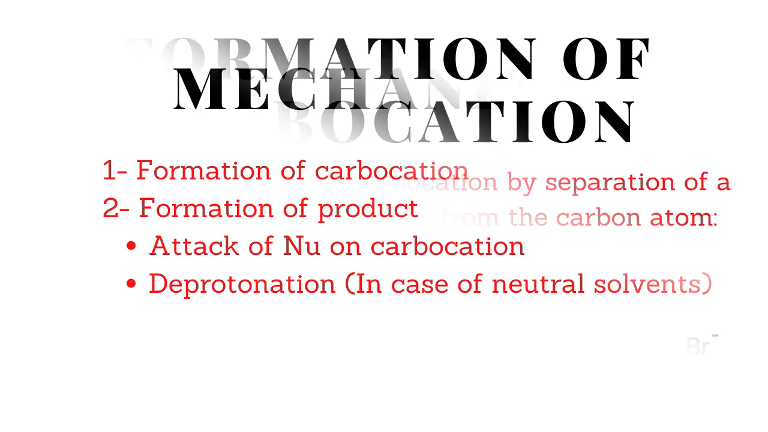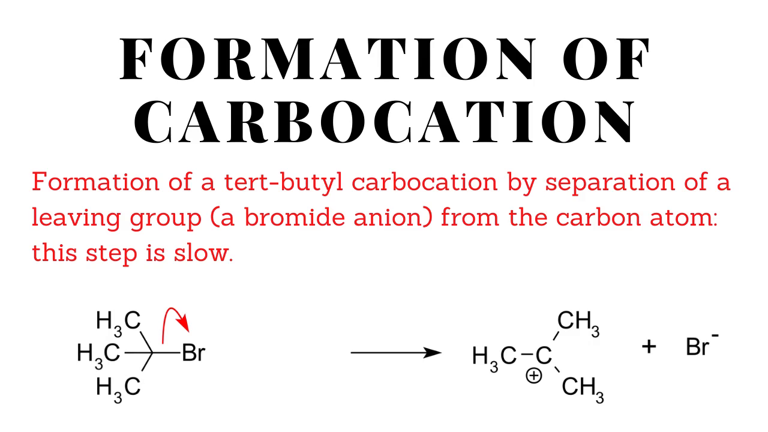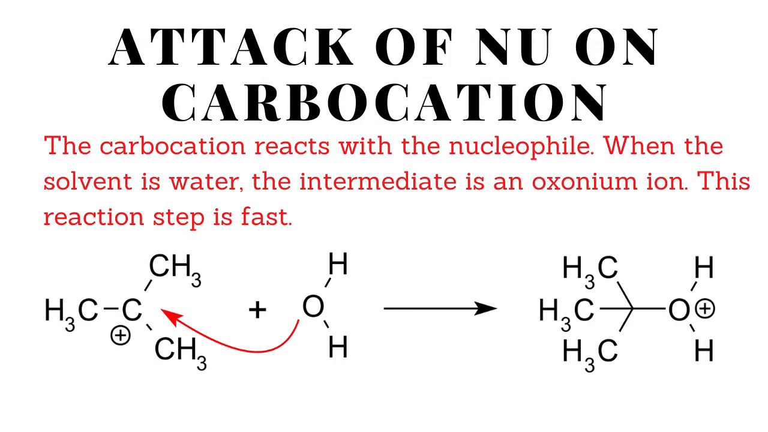Now we will discuss the mechanism in detail. Number 1, formation of carbocation. Formation of a tertiary butyl carbocation by separation of the leaving group, bromide ion here, from the carbon atom. This is a slow step. The reaction is as follows. Tertiary butyl bromide after losing bromide ion produces tertiary butyl cation plus bromide ion, which is a nucleophile and leaving group in this case.